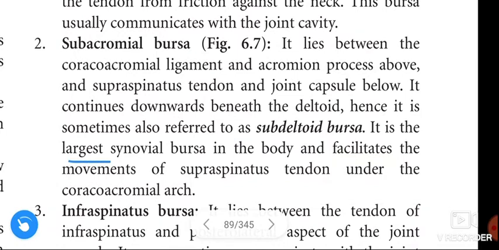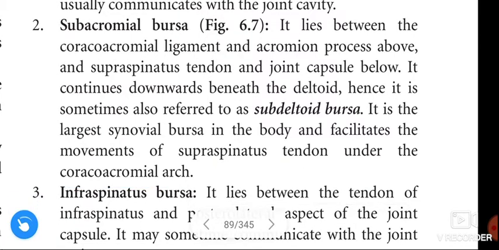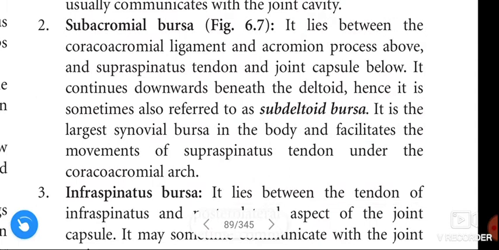It is the largest synovial bursa in the body and facilitates the movement of the supraspinatus tendon under the coracoacromial arch.